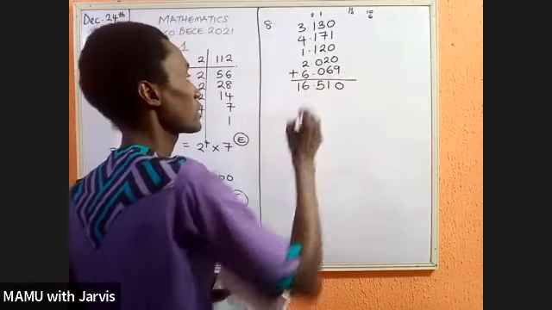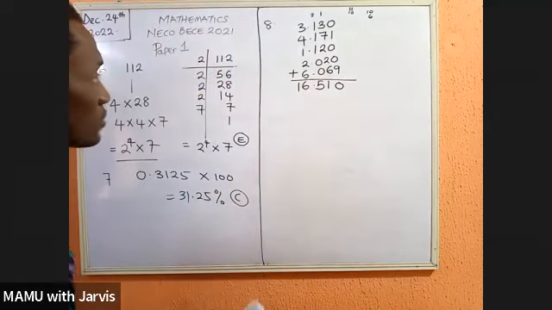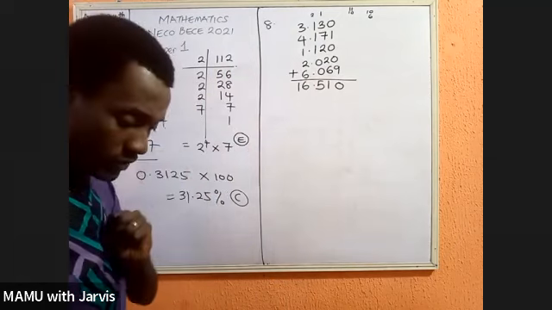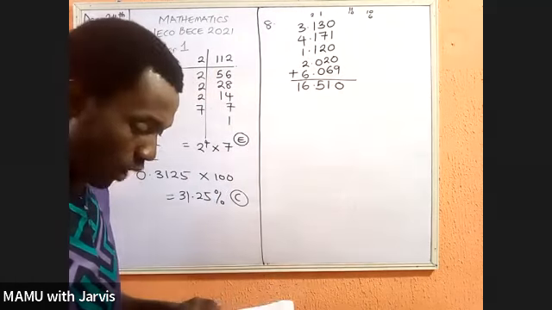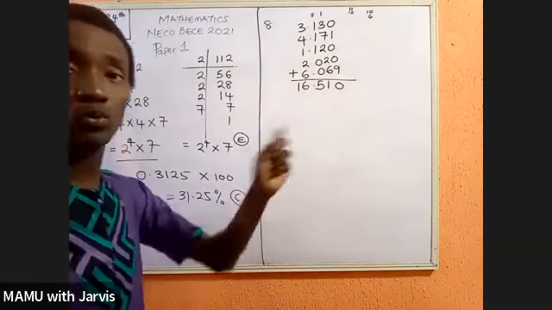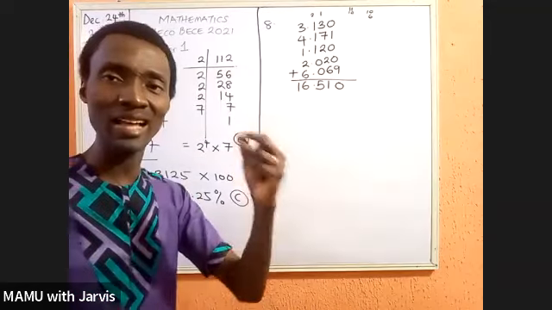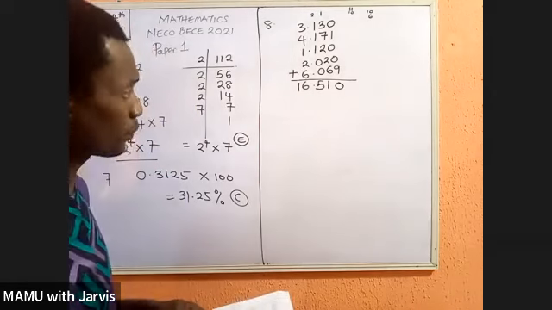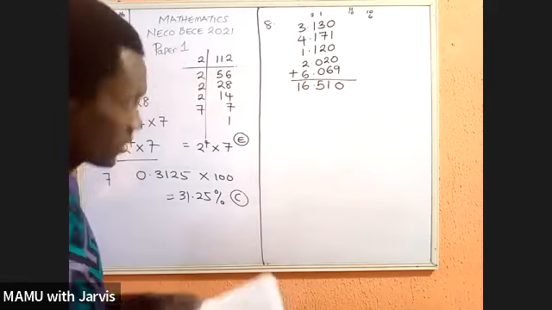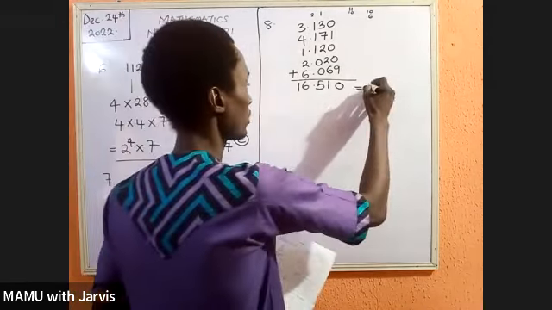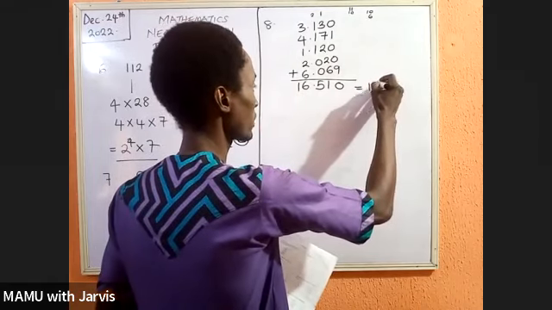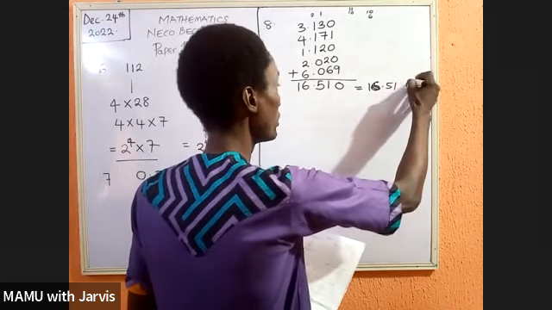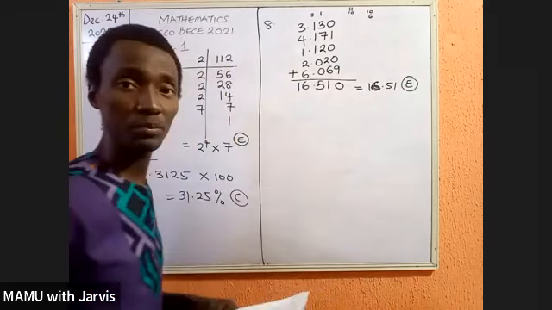So that will be 16.510. If I've done that correctly, that's what my answer would be. 16.510. After the decimal point, we read each digit as a single number. So that's 16.510. All right, so that's it. The option available for me there is 16.51. And that option will be E. So that's for question number 8.